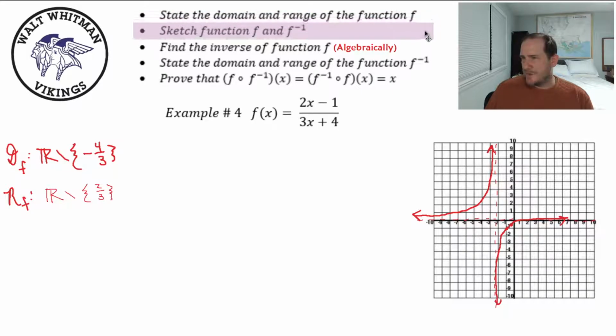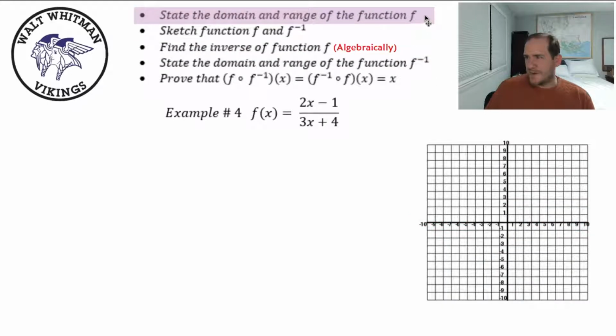Anyway, I think we did those first 2 bullets. We did our domain, we did our sketch. So now it's time to find the inverse. And this is where things get a little bit trickier, for sure. So we're on find the inverse.